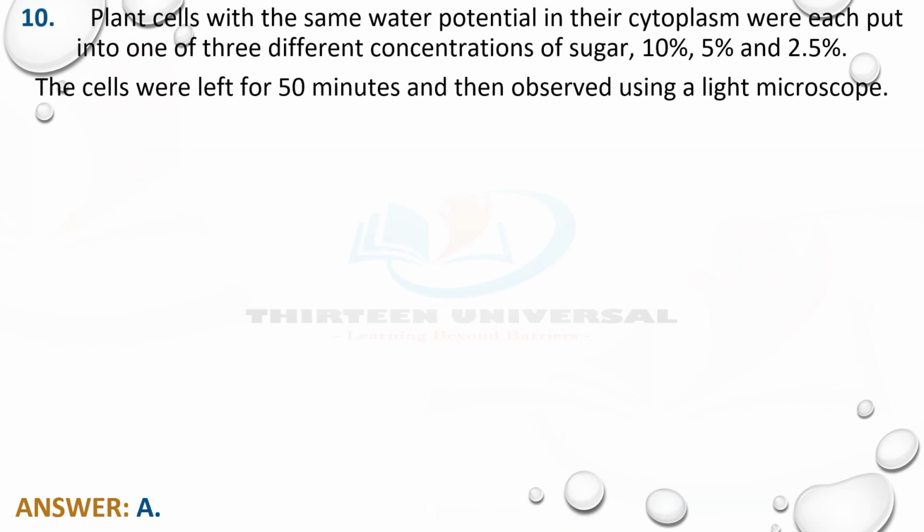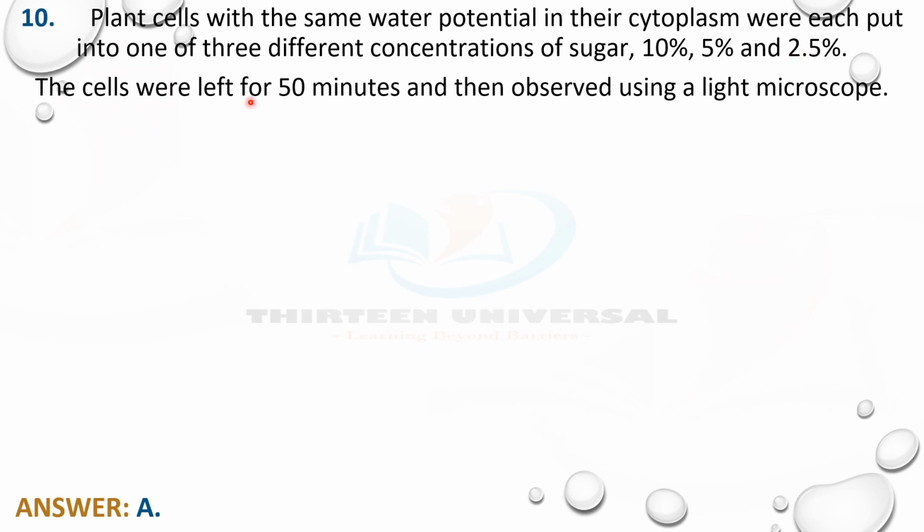Let's look at the last question. Plant cells with the same water potential in their cytoplasm were each put into one of three concentrations of sugar. This is the highest concentration. Any solution that has this 10%, don't you think it will have the lowest water potential? Remember, the higher the solute potential, the lower the water potential. So solute potential and water potential are inversely proportional. So this will have the lowest water potential, this will have higher water potential than that, and this will have the highest water potential.